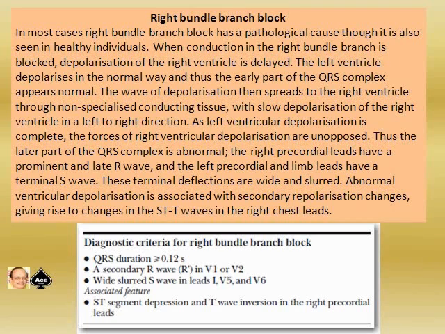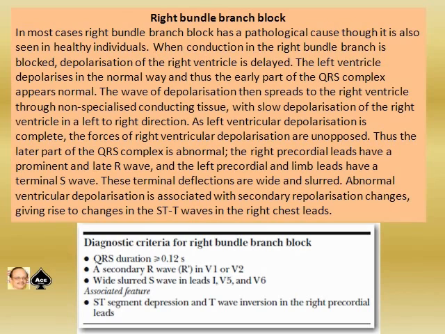Right bundle branch block. In most cases, right bundle branch block has a pathological cause, though it is also rarely seen in healthy individuals. When conduction in the right bundle branch is blocked, depolarization of the right ventricle is delayed. The left ventricle depolarizes in the normal way, and thus the early part of the QRS complex appears normal. The wave of depolarization then spreads to the right ventricle through non-specialized conducting tissue with slow depolarization of the right ventricle in a left to right direction.